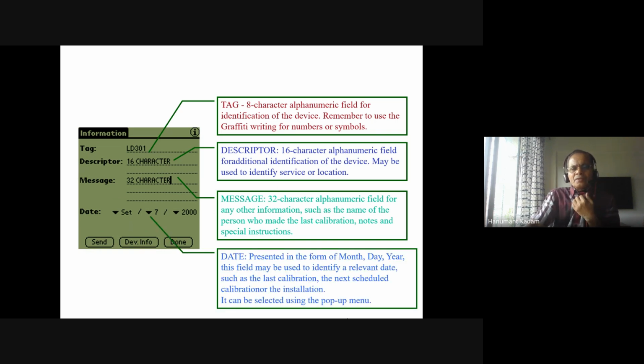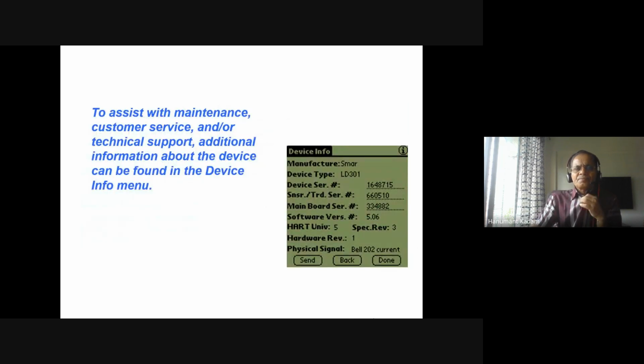Descriptor 16 characters, and message if you would like to add a message. Then a date to assist with maintenance or technical support. Additional information about the device can be found. Here a very important part is you need not use your hard copy. You get this information available in the sensor itself and the CPU EPROM, and you are reading it through the communicator.